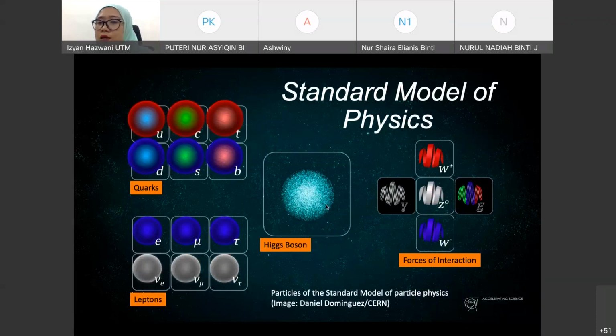This indicates the field that gives mass to all elementary particles. In your nuclear physics class or elementary particle class, you might have learned that neutrinos don't have any mass. But now, given the existence of this boson, there is some postulation that neutrinos have a mass, but the mass is very, very small.